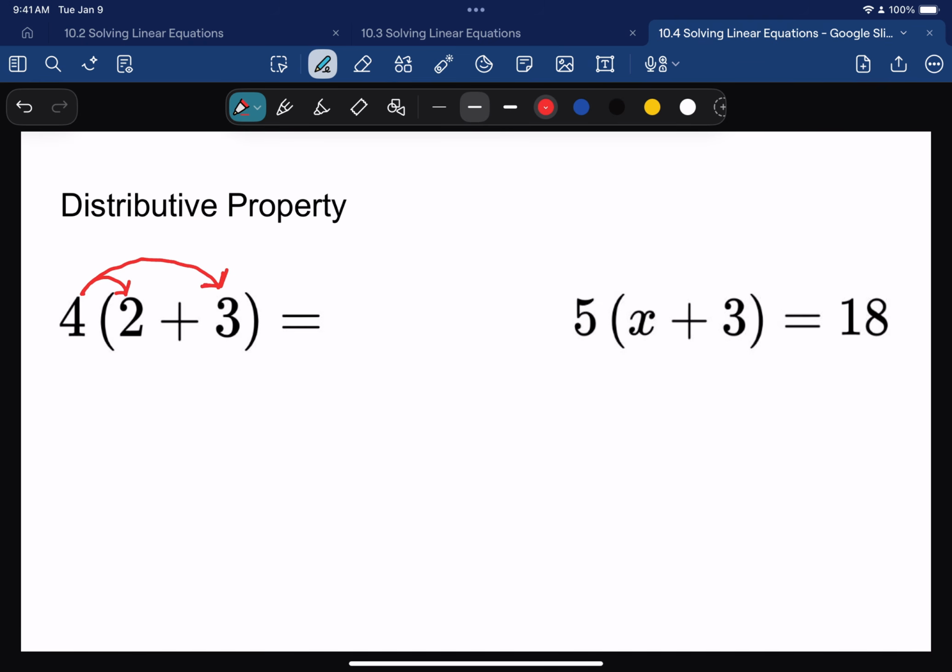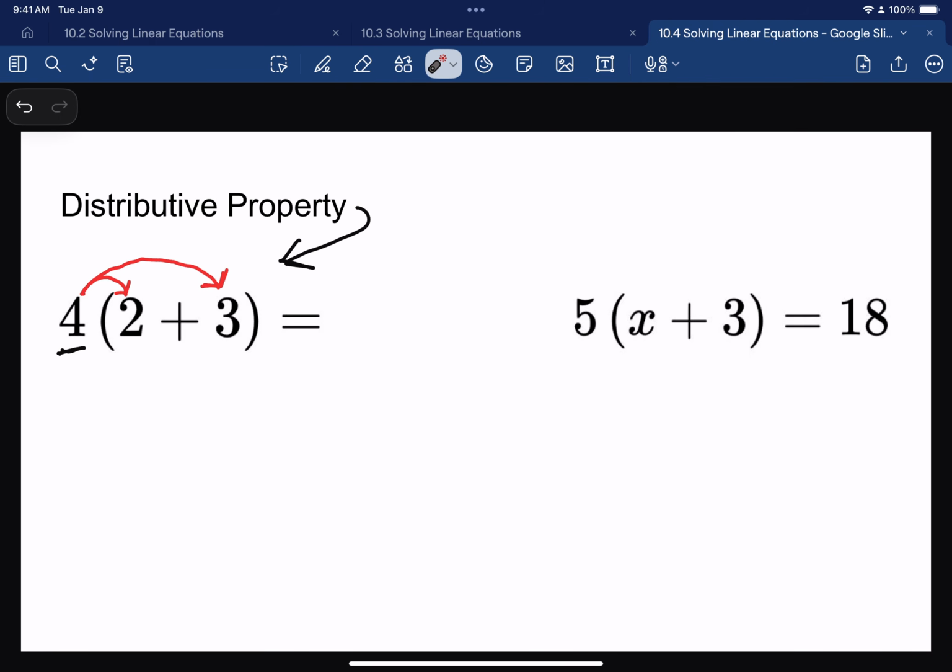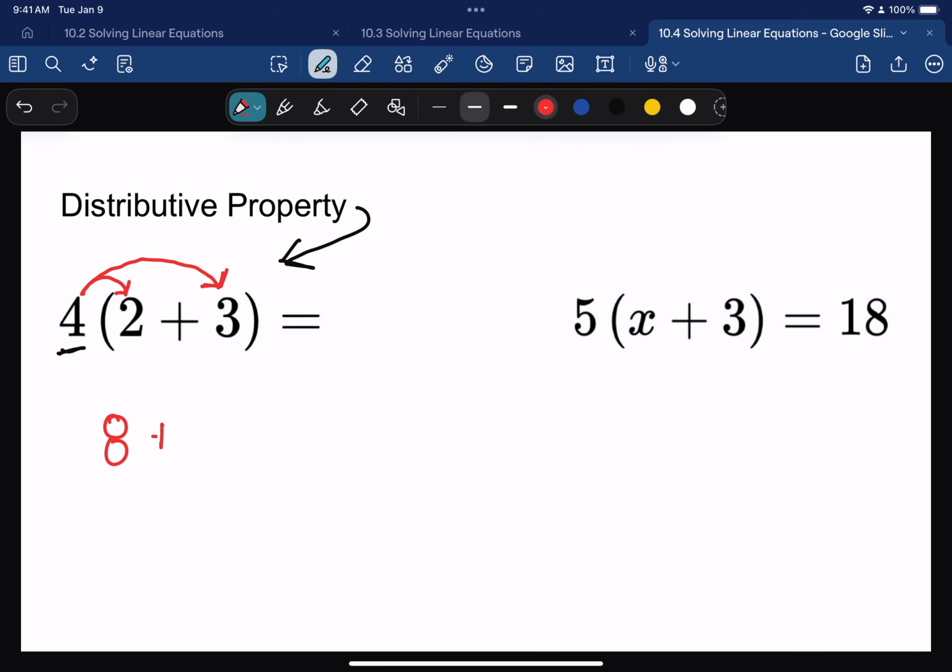So this right here is the distributive property, okay? So remember that. You take the number outside the brackets and you multiply it by both of the numbers inside of the brackets. So if we were to do this and rewrite our equation, we would have 4 times 2, and 4 times 2 is 8. So we would have 8. We're still going to have our plus sign, plus 4 times 3, which is 12.